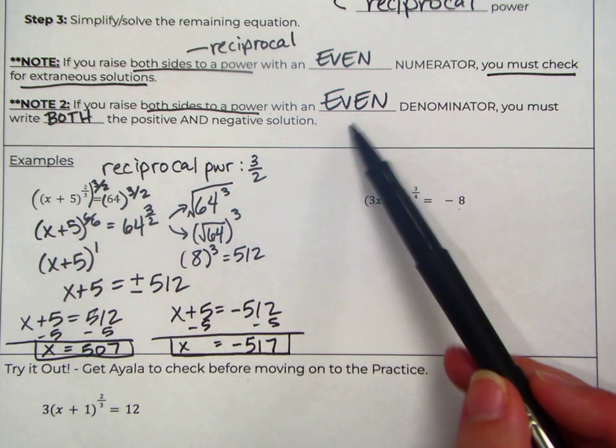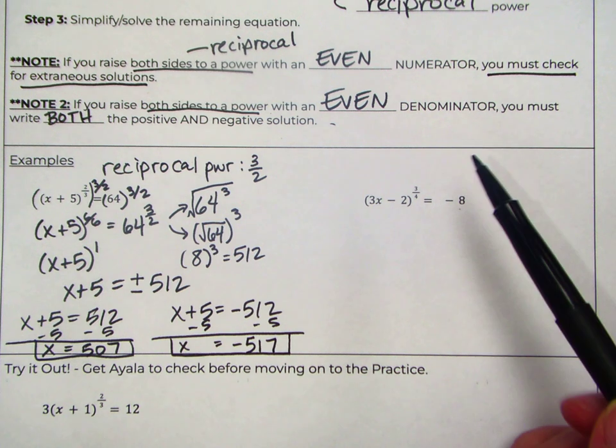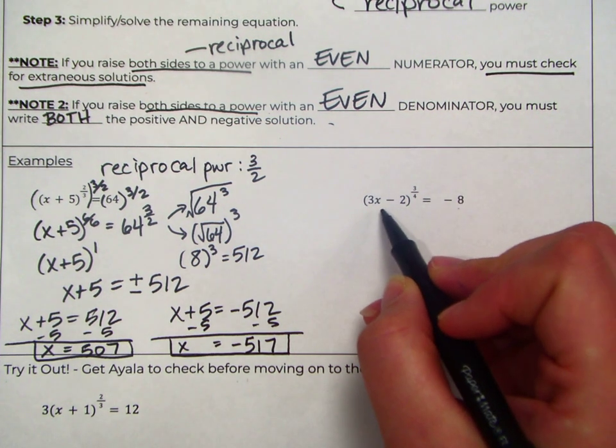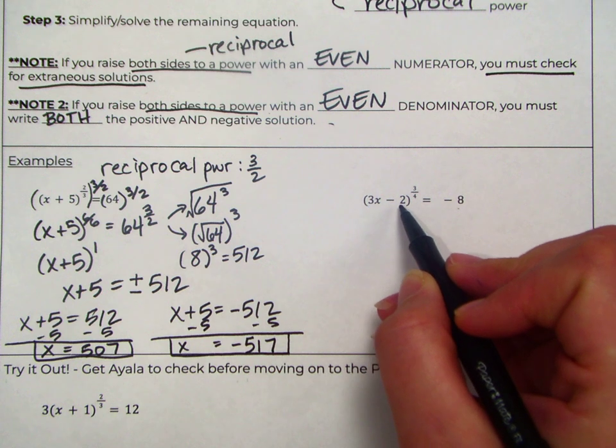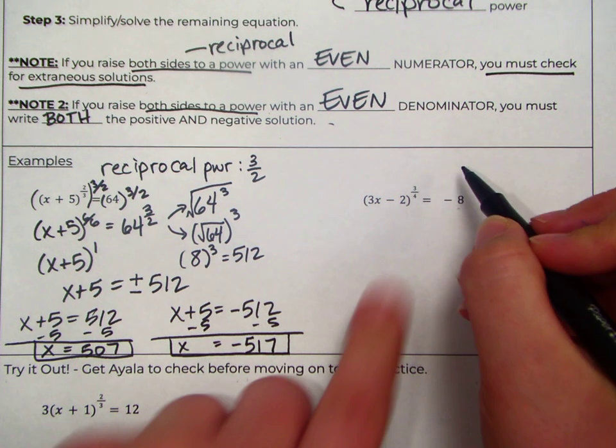This notes the situation when I'm raising it to a power with an even denominator. Let's do another example. So now on the second example, I have 3x minus 2 raised to the power of 3 over 4, and that should equal negative 8.